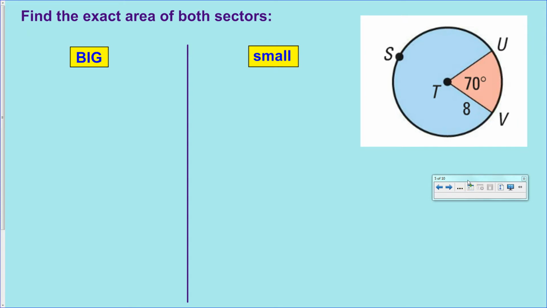Okay, why don't you pause the video and see if you can figure out the exact area of both big and small sectors. Exact meaning that you have to leave your answer in terms of pi. No decimals, no rounding, no truncating.